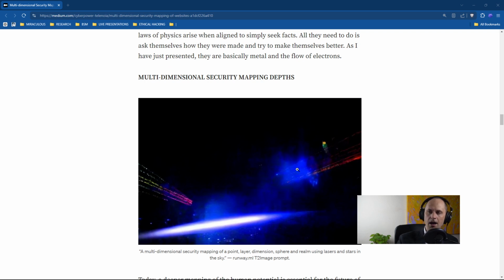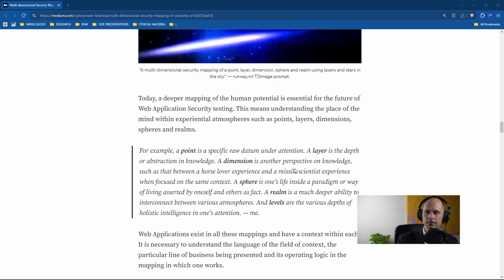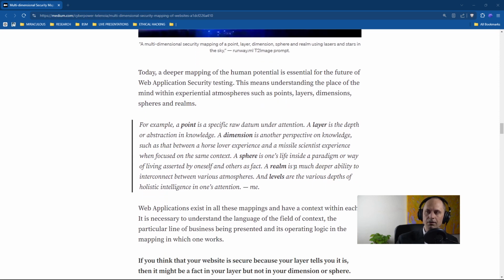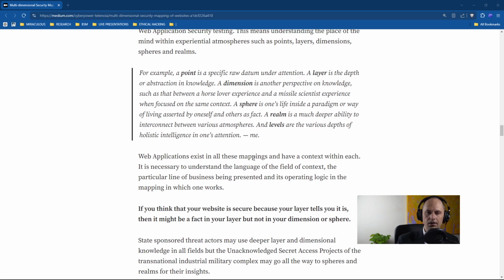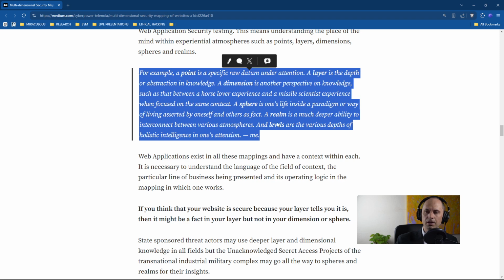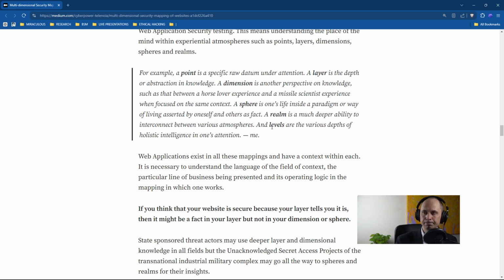Multidimensional security mapping depths. Today, a deeper mapping of the human potential is essential for the future of web application security testing. This means understanding the place of the mind within experiential atmospheres such as points, layers, dimensions, spheres and realms. For example, and I'm going to highlight this paragraph here because this is the first time I had written out this relationship between these aspects.